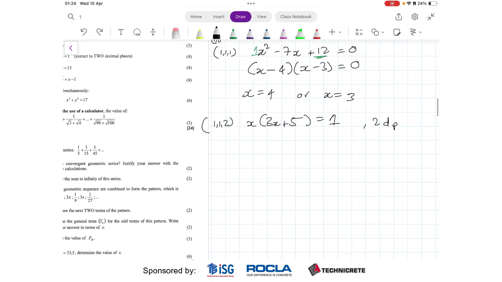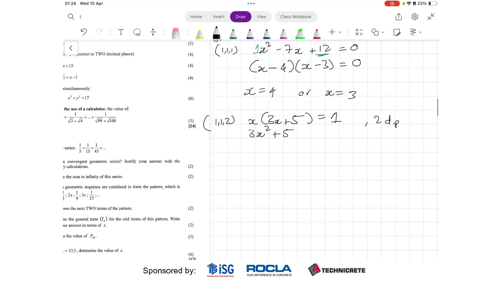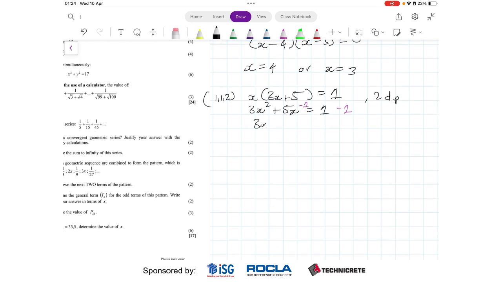And writing that in standard form will require us to multiply out the brackets such that we have 3x squared plus 5x being equal to 1. And then transposing our 1 by essentially subtracting it on both sides, because remember, what you do on the left you must also do on the right. We thus have 3x squared plus 5x minus 1 is equal to 0, right?